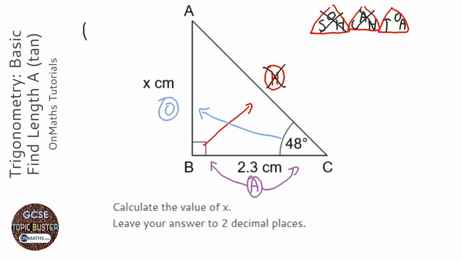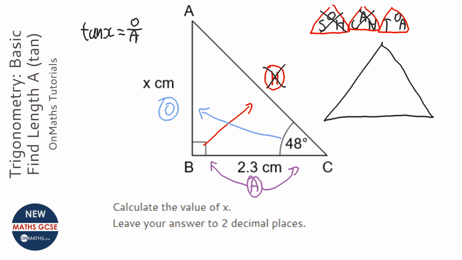Now, some of you might straight away write tan x equals O over A, which is absolutely fine. Substitute it and solve it. I'm going to do a slightly different method of just using a triangle. In the bottom left, the T stands for tan, the angle, and it has to be the angle, so it's 48. So you're always going to sine, cos, or tan the angle.